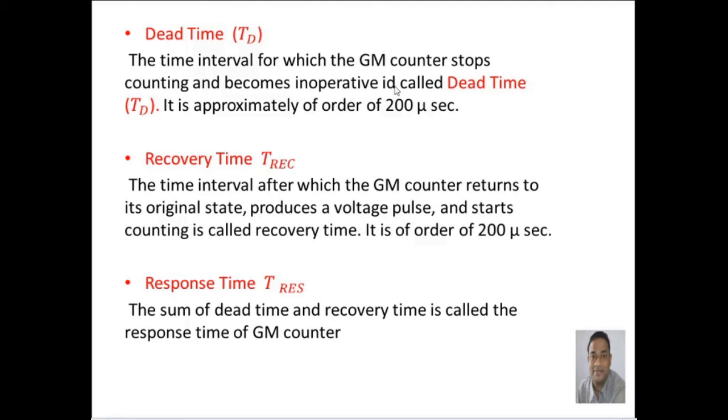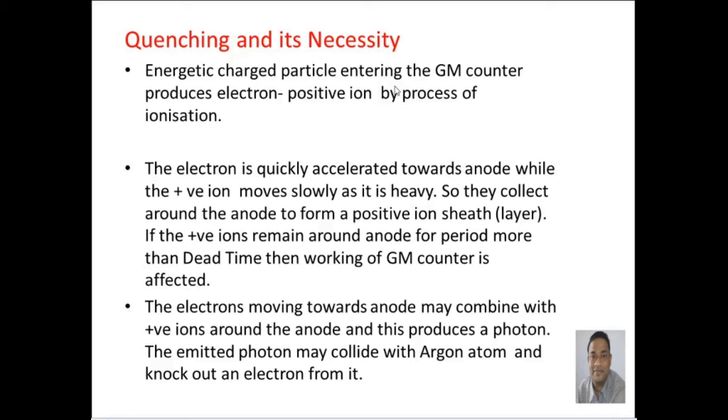The third parameter for the GM counter is response time. It is nothing but the sum of the dead time and the recovery time of a GM counter. So if you look at their values, it is 200 microseconds plus 200 microseconds. So approximately 400 microseconds is the response time of a GM counter. Now in a GM counter, there is a very important concept of quenching. Why quenching and what is its necessity?